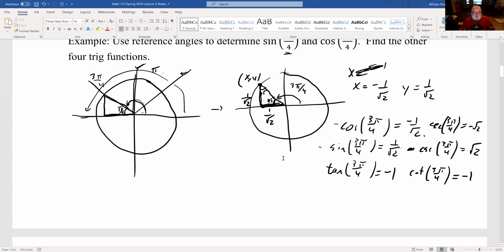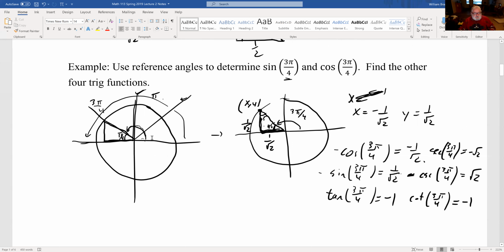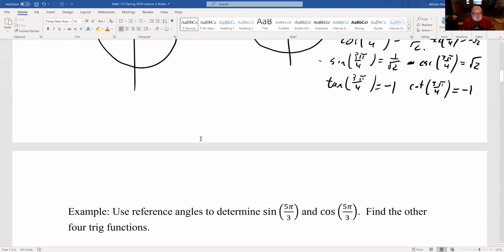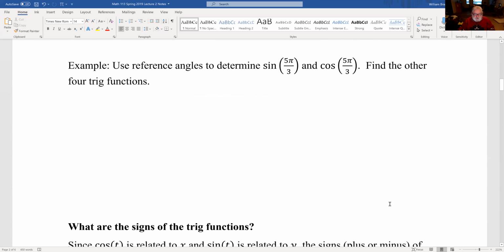So those are other trig functions. A reference angle means that if you have an angle in a triangle and it's more than 90 degrees, like we had here, you can find a triangle like this with an angle that's less than 90 degrees, and you can figure out what the trig values are for that. So what about 5 pi over 3 and cosine 5 pi over 3? Well, same kind of deal.